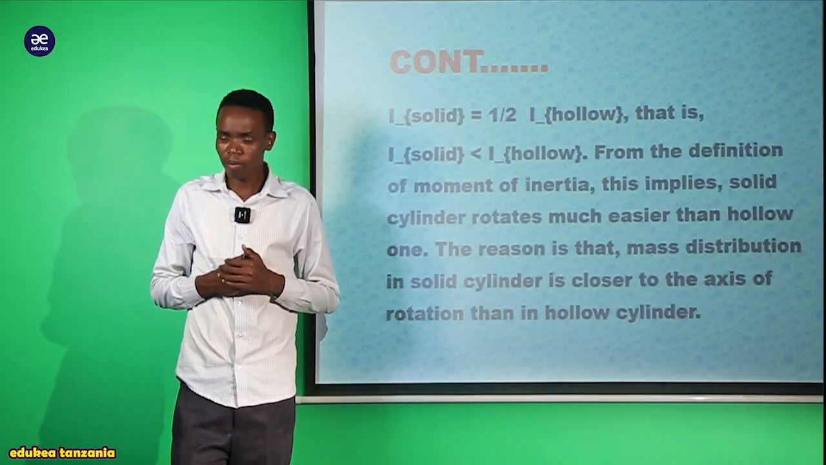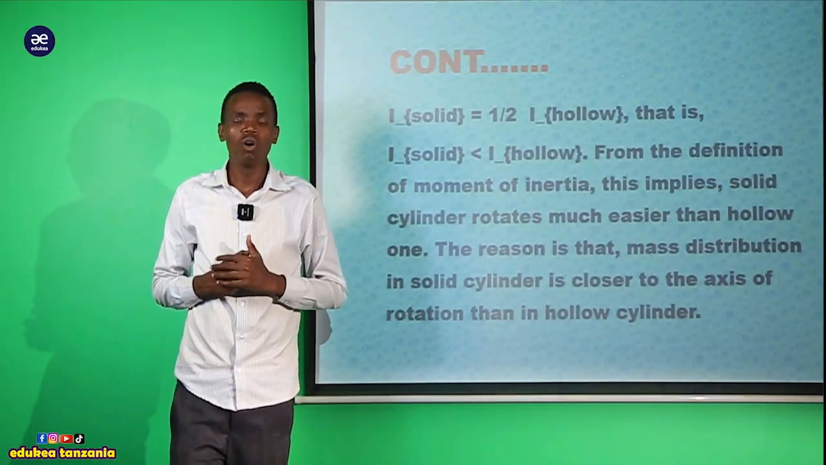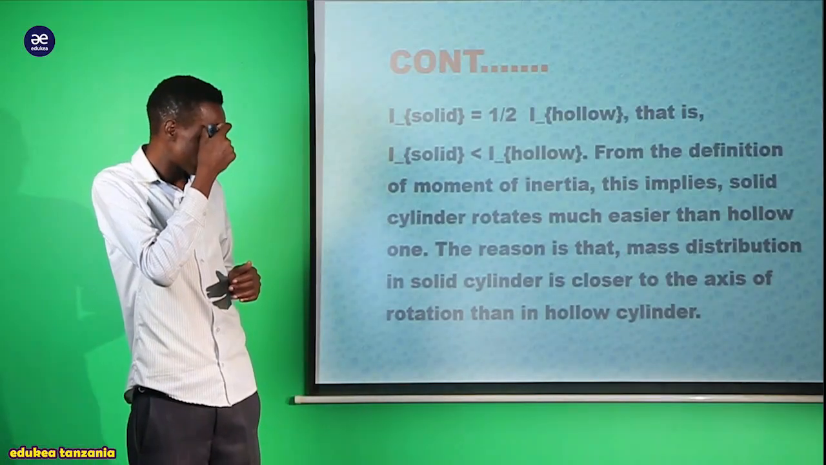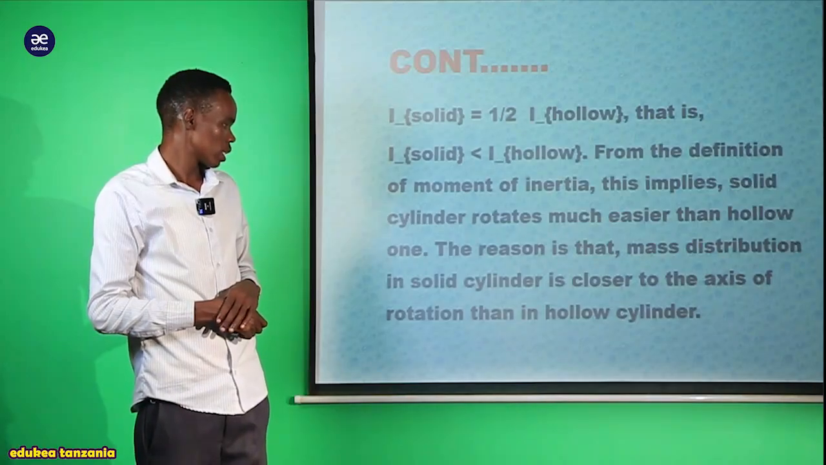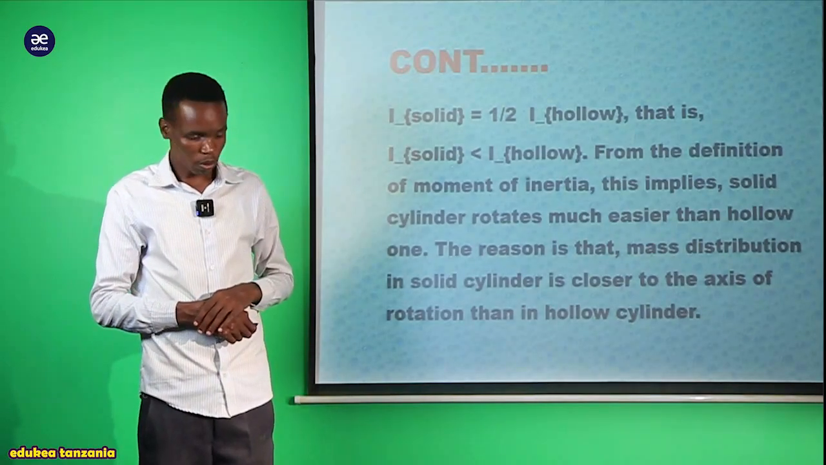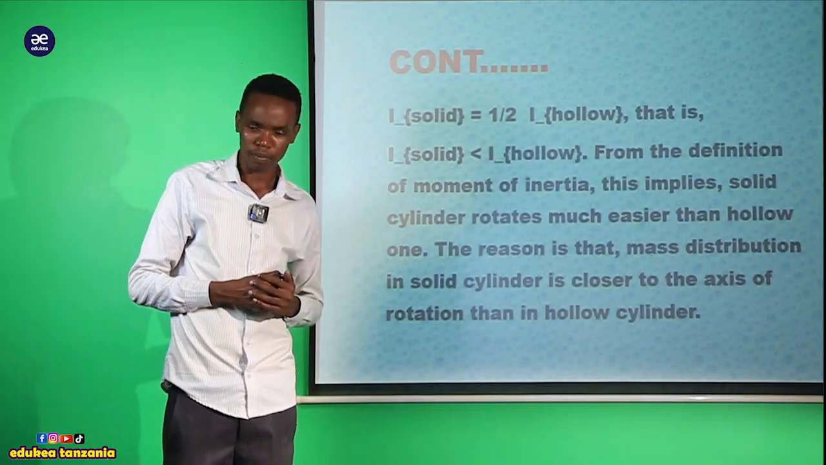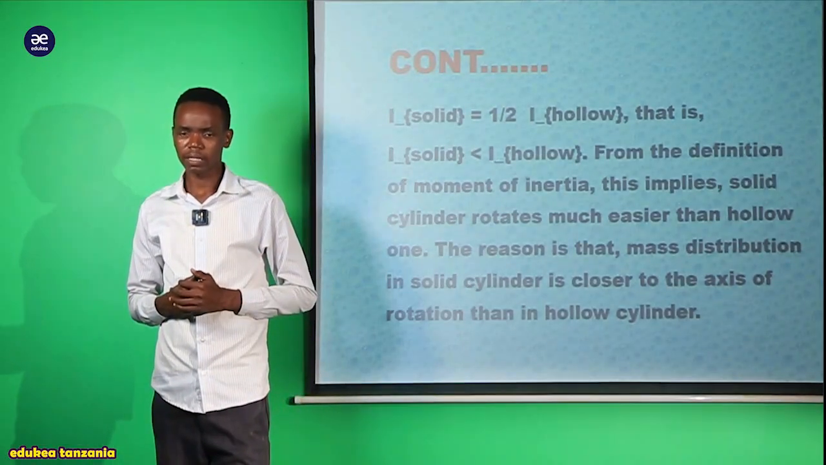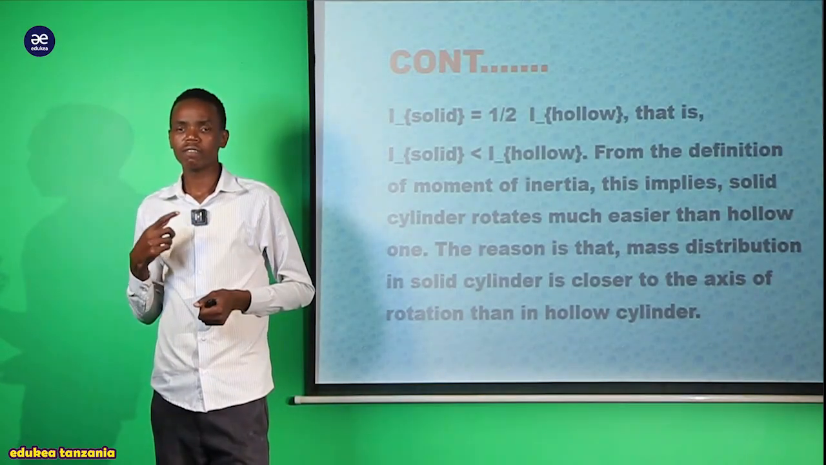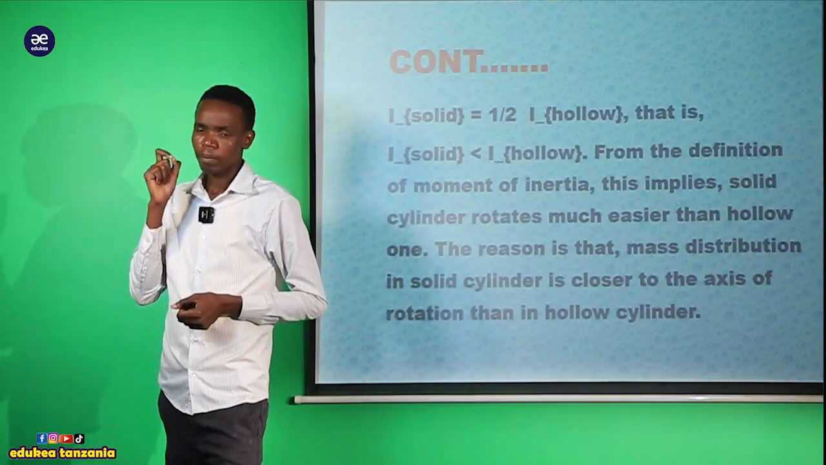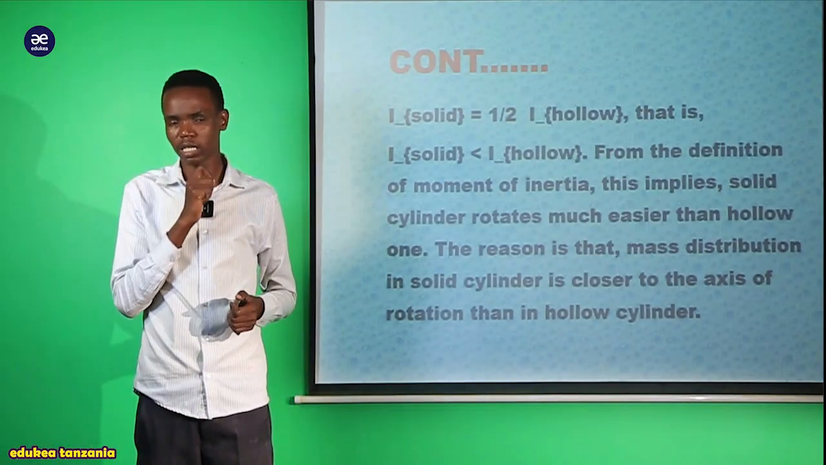Kwa nini tunasema kabisa kwamba hii solid cylinder itakuwa na uwezo wa kuzunguka kwa haraka sana ukilinganisha na hollow cylinder? Tutamwambia reason yake ni kwamba this is because mass distribution in solid cylinder is closer to the axis of rotation than in the hollow cylinder. The answer is that the solid cylinder should rotate faster compared with the hollow cylinder because of their mass distribution.